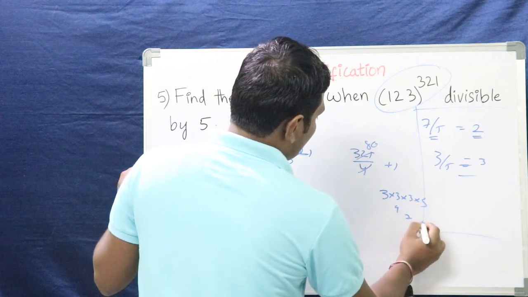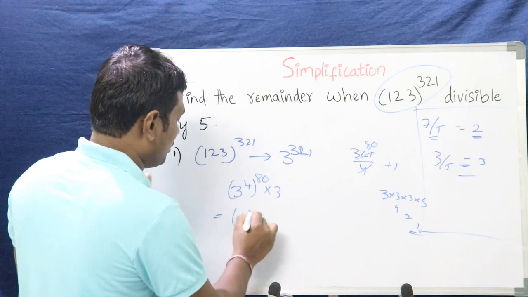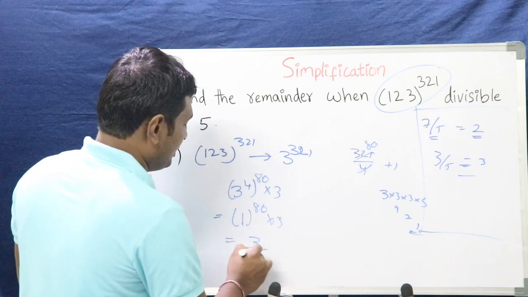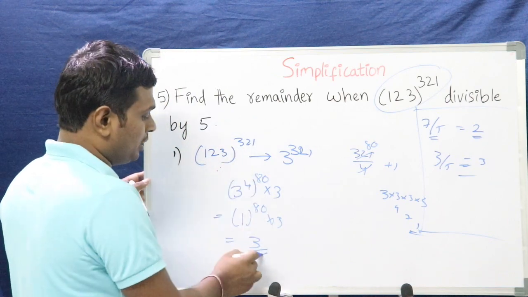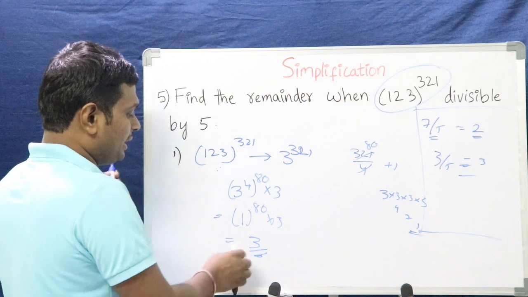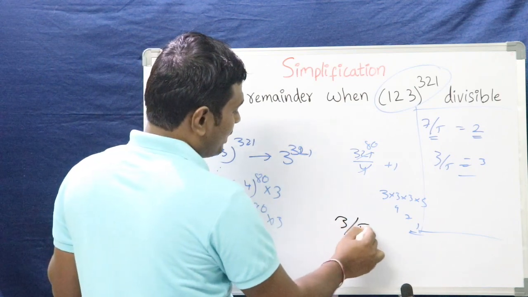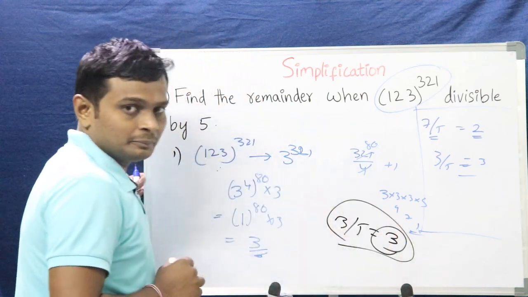9, 7, 1. 1 we will get as unit digit. 1 to the power of 80 into 3. How much we will get? 3. That means the unit digit of 123 to the power of 321 is 3. When we divide this one with 5, how much we will get? 3 divided by 5 we will get 3. The remainder is 3. Right?